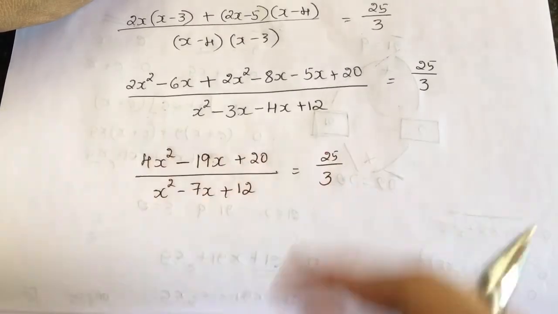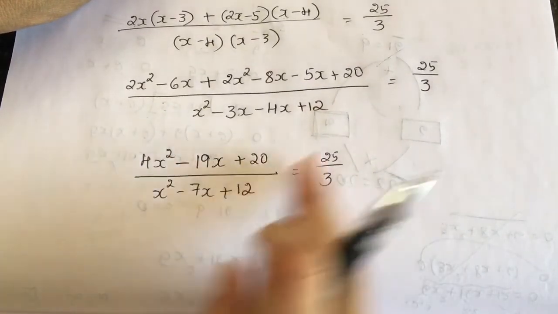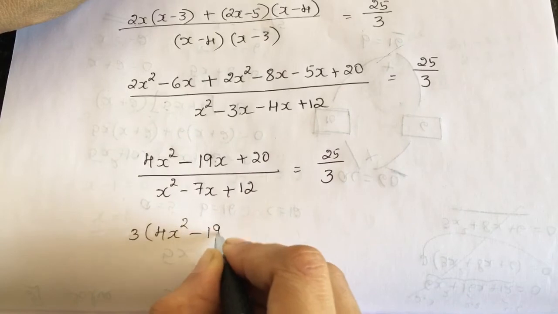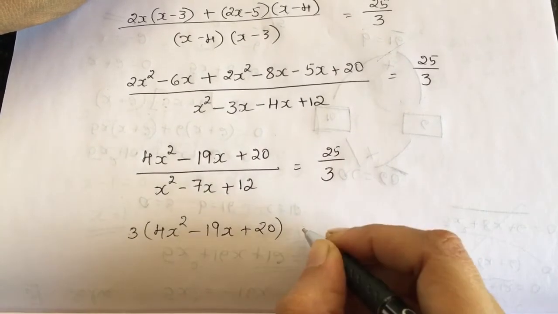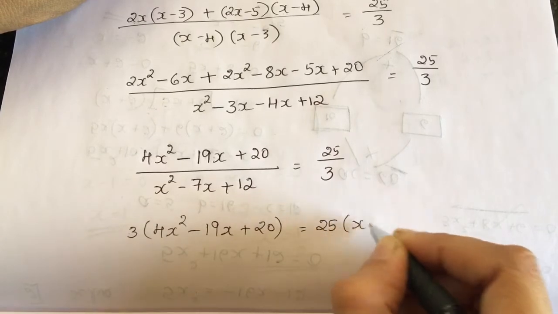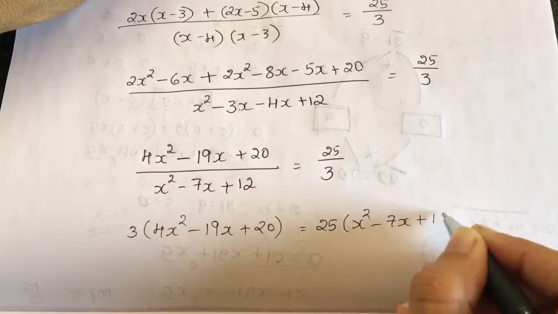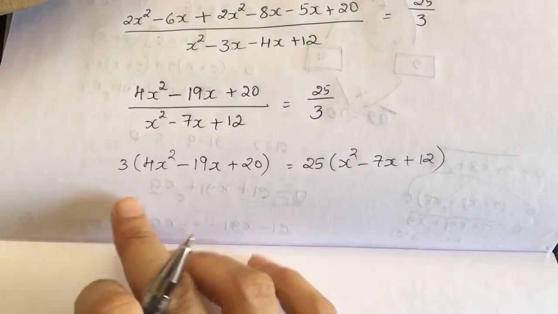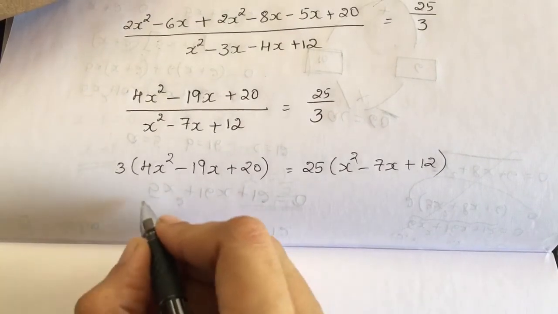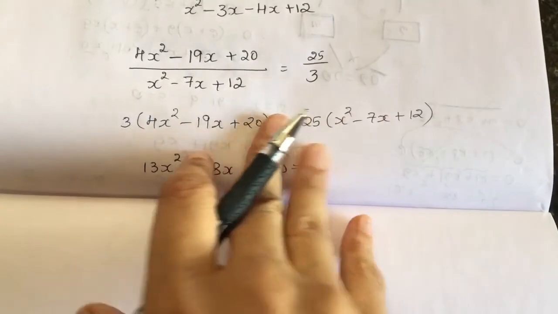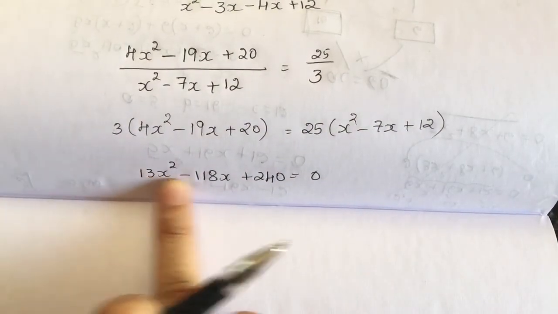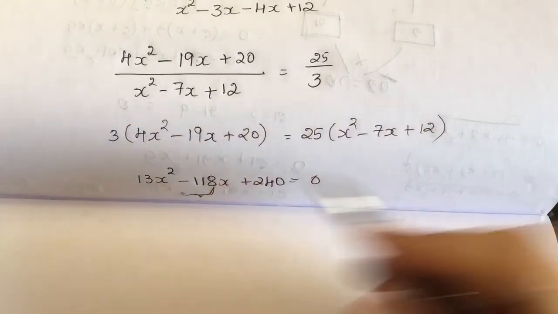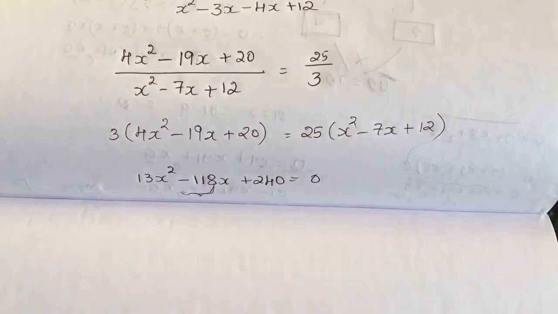Now go for cross multiplication. Take 3 to this side and this to this side. So 3 into 4x square minus 19x plus 20, then 25 into x square minus 7x plus 12. Okay. I just do the calculation and directly write. So after simplifying, you are going to get this equation. You calculate the value of x. Just you need to factorize this term. Okay, I think you are getting x equal to 6 as the answer. You try it by yourself.